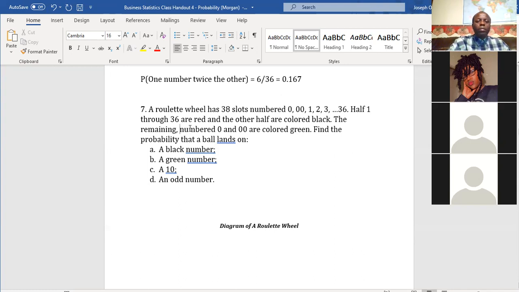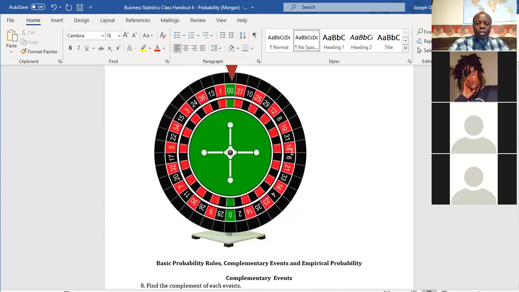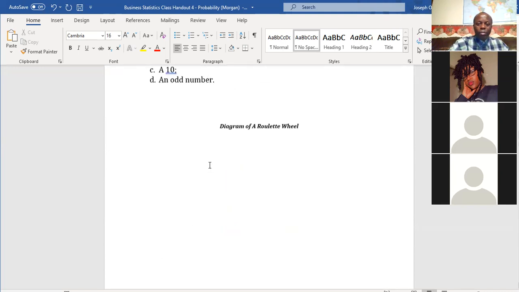Say a roulette wheel has 38 slots, numbered 0, 00, 1, 2, 3 to 36. I'm sure you all know what a roulette is. I have it right here. So you place your bet, and then if they roll the wheel and the ball falls on your number, then you win. I think that's how they do it. Anyway, you can see the 0 and 00 here, then 1 all the way down to 36, 38 numbers.